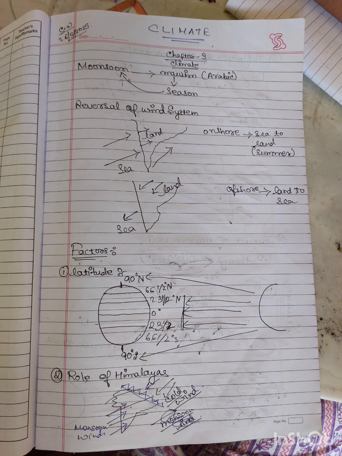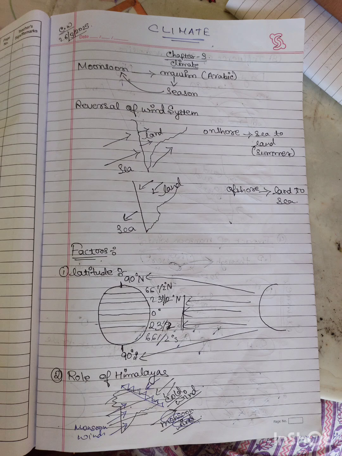So the first one is the latitude. So I have shown the sun, which gives the slanting rays on the poles and direct rays on the equator and the tropics. So this diagram will be appropriate for showing the effect of latitude.